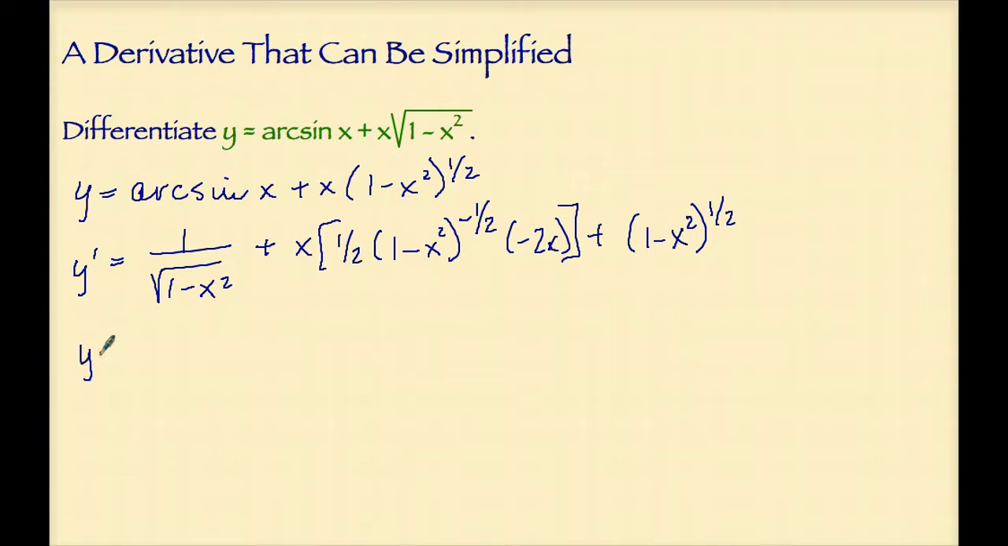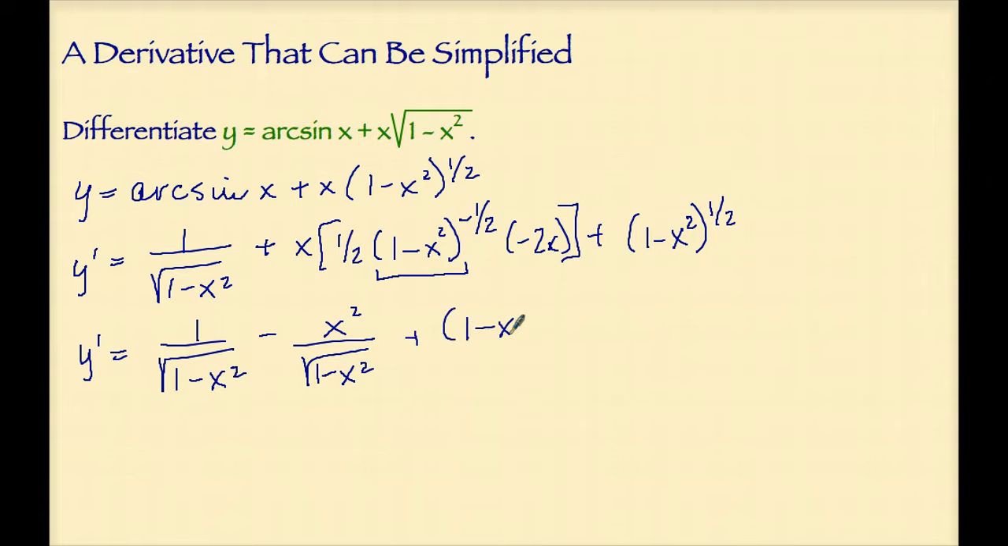Now let's simplify this a bit. Y prime equals 1 over the square root of 1 minus x squared. This term is going to drop to the denominator. 1/2 times 2 is 1, so I'm left with negative x squared in the numerator. Negative x squared over the square root of 1 minus x squared. Then plus 1 minus x squared to the 1/2 power. These are like terms, so let's combine them.